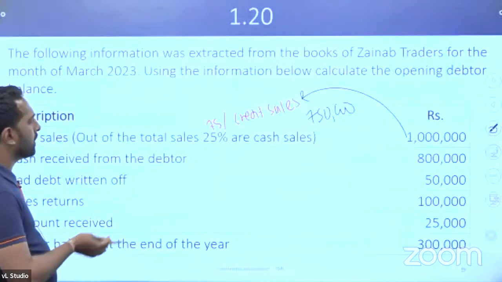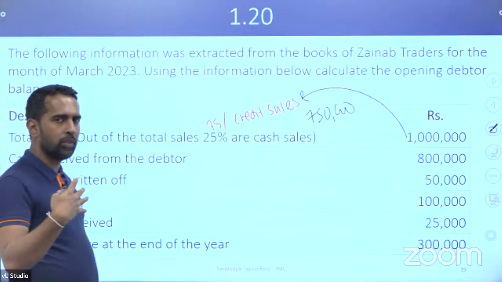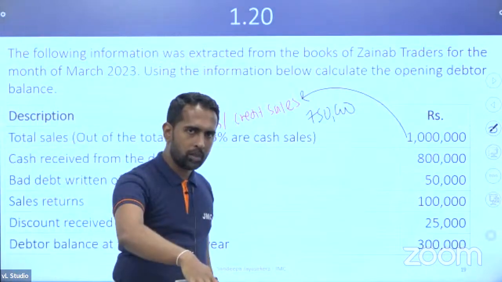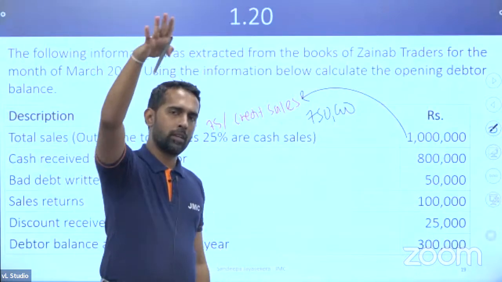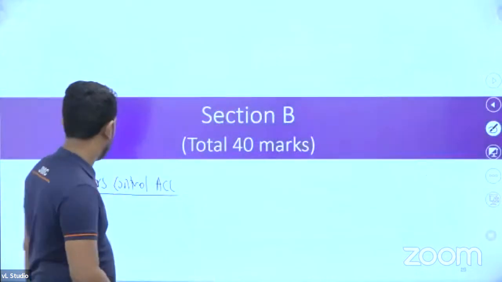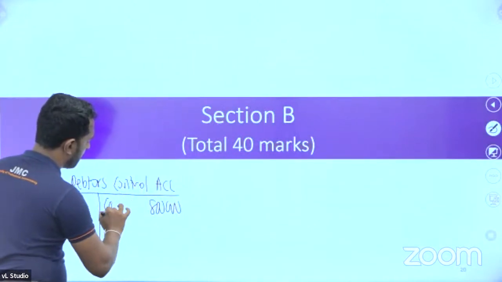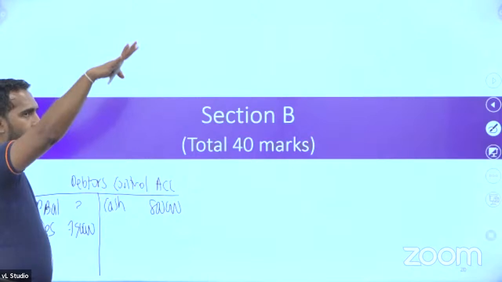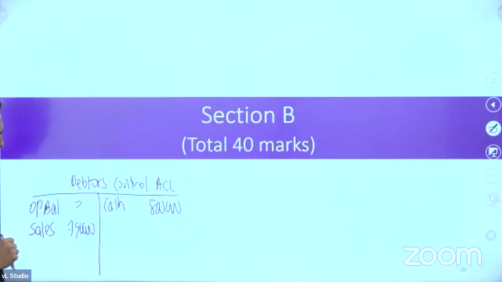Look at the second one, cash received from the debtor. When you are receiving cash from the debtor, the debtor balance will come down. Debited to cash, credited to debtor. So we'll record the credit to debtor as cash. Debtor balance will come down, credited to debtor.